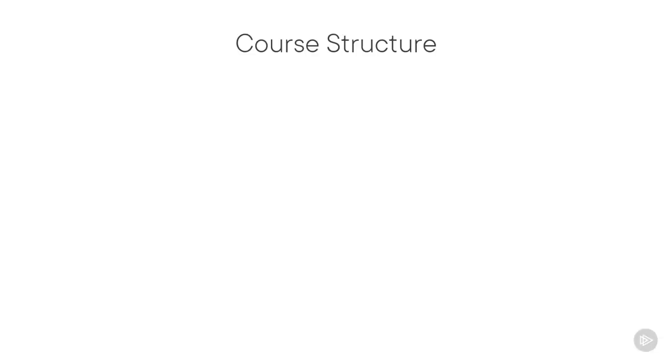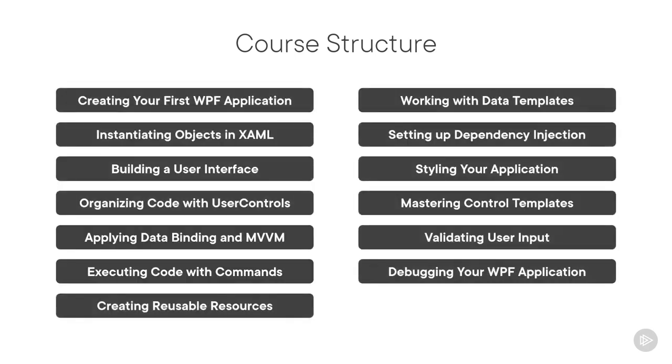Now, let me also show you how this course is structured. This course has several modules, and you are currently watching this first module here. The modules build on each other, so I recommend you to watch one module after the other. In this first module, you learn how to create a WPF application. In the next module, you will learn how to instantiate objects in XAML. Then you will learn how to build the user interface of the customer's application with the layout panels of WPF.